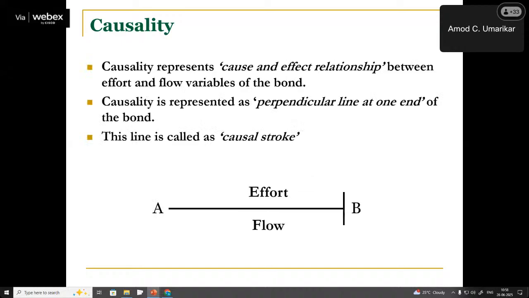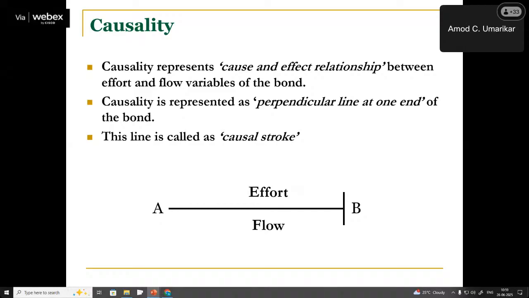So now, therefore, we have to see which is cause and which is effect. Causality represents the cause and effect relationship between the effort and flow variables of the bond. Once you form the bond graph, you need to obtain equations, so you need cause and effect variables. You need to decide the cause and effect relationship between effort and flow. That's why you give a causal stroke, to decide which is cause and which is effect. That's why we call it causality.